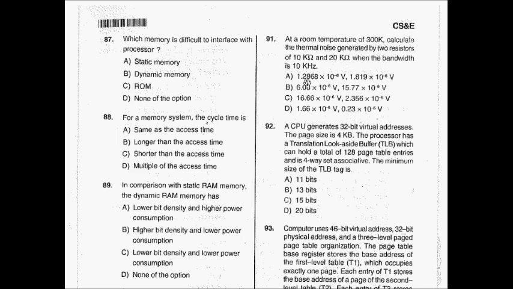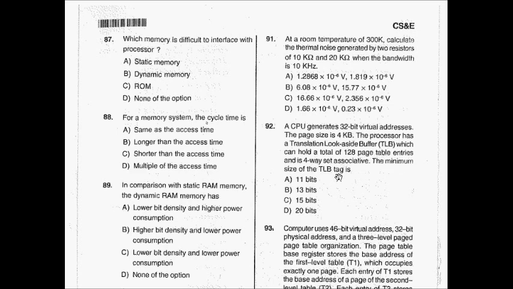Okay, next: a CPU generates a 32-bit virtual address. The page size is 4 KB. The processor has a translation lookaside buffer, TLB, which can hold a total of 128 page table entries and is 4-way set associative. So we have to find the TLB tag.